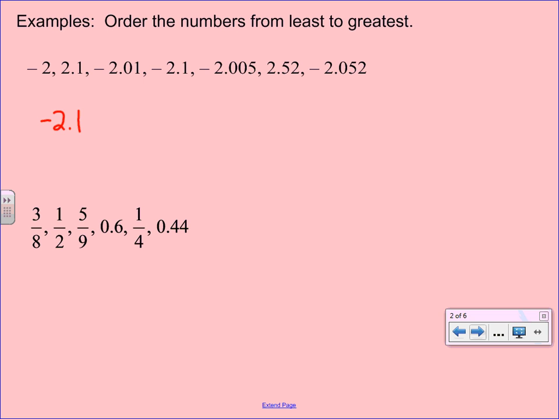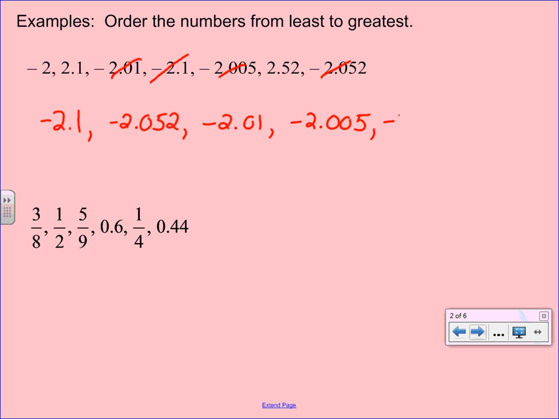As I finish, I'm just going to cross it off so that it doesn't get as confusing for me which ones I need to look at yet. Next would be negative 2.052, followed by negative 2.01, followed by negative 2.005. And I'm just going to zip through here and cross off the ones that I've used. If you want, you can put commas between those. It's kind of your choice. It's a nice way to separate it.